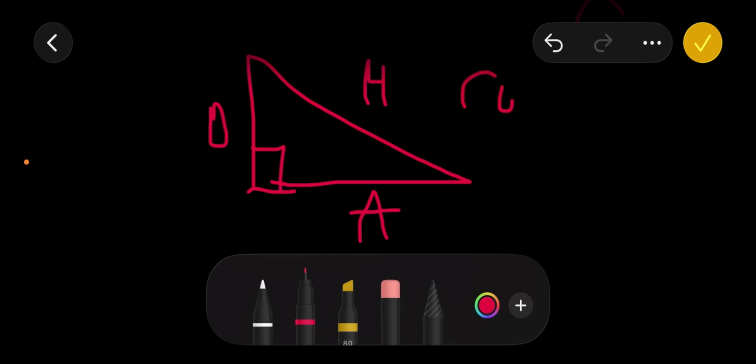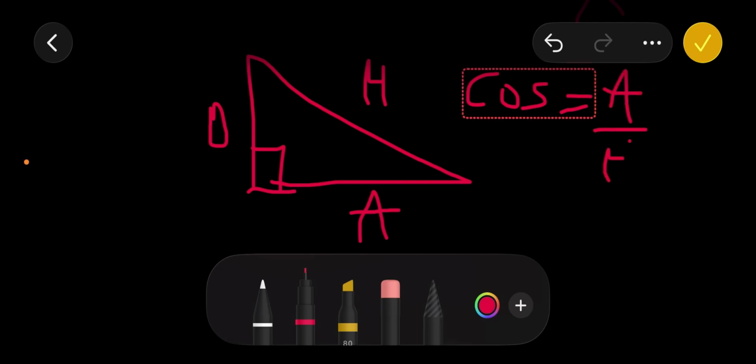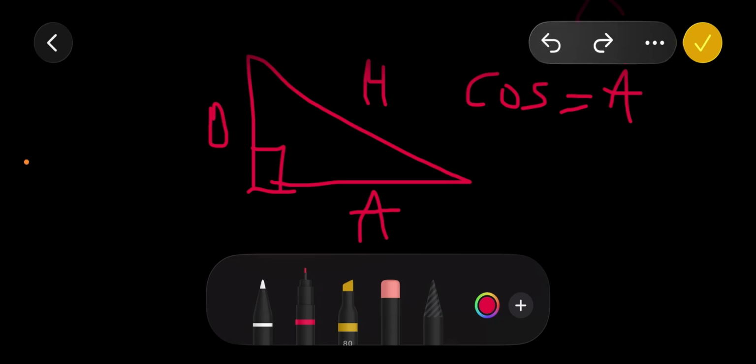Now cosine is different. The cosine formula equals adjacent side over the hypotenuse side. So if we have an adjacent of 3 and a hypotenuse of 5, the cosine will be 3 over 5. We'll go through more examples with these later.